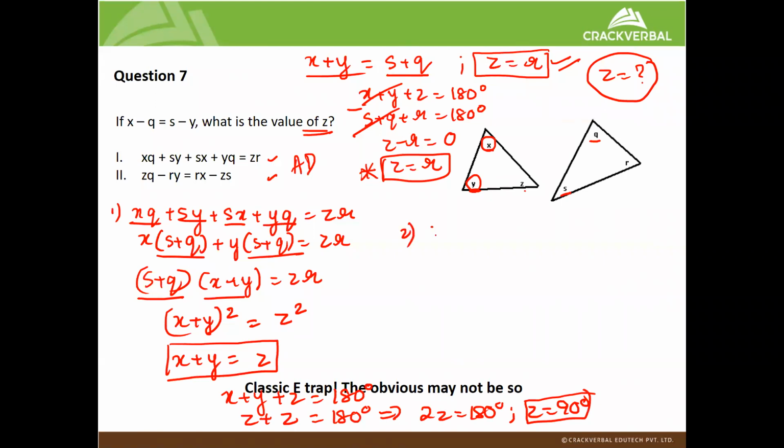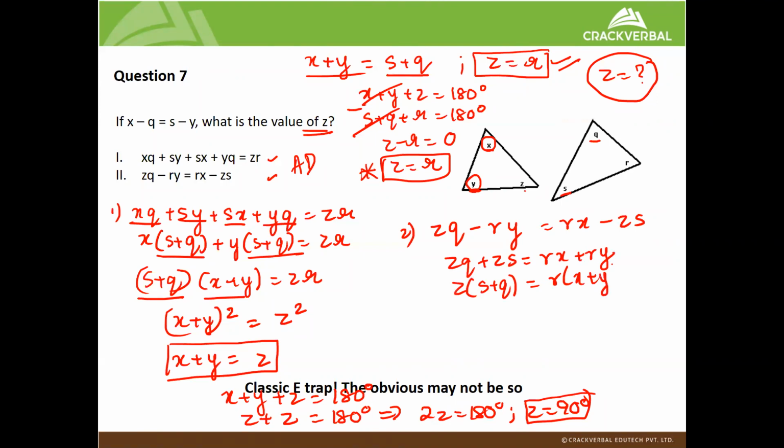Second, zq minus ry is equal to rx minus zs. Again, I'm going to group the terms. Zq plus zs is equal to rx plus ry. I take z common, s plus q. I take r common, x plus y. I have s plus q is equal to x plus y. So this I can cancel out. I just get z is equal to r.